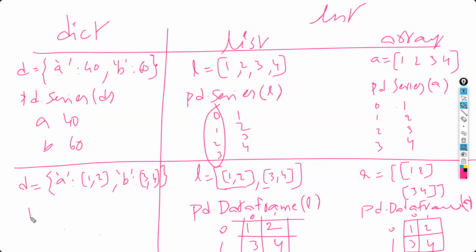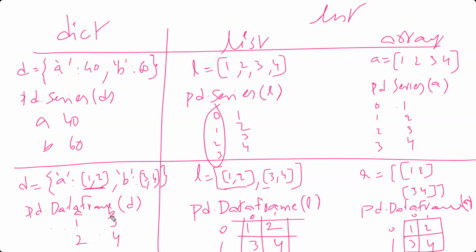Okay. Now, pd dot DataFrame of D. Now, when you convert it to a data frame, what are the values here? The first list will be considered as the first column. The second list will be considered as the second column. And the keys will be considered as the column names. Sir, what about the row names? 0, 1. Sir, if I want to add the row names, you can add the row names by index. Columns you should not add. Columns it will take automatically.